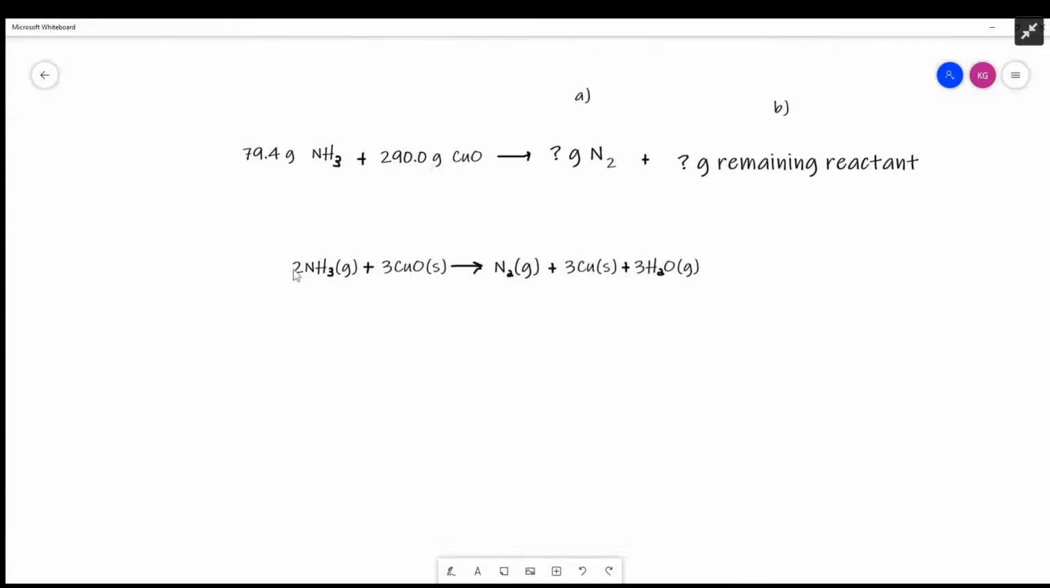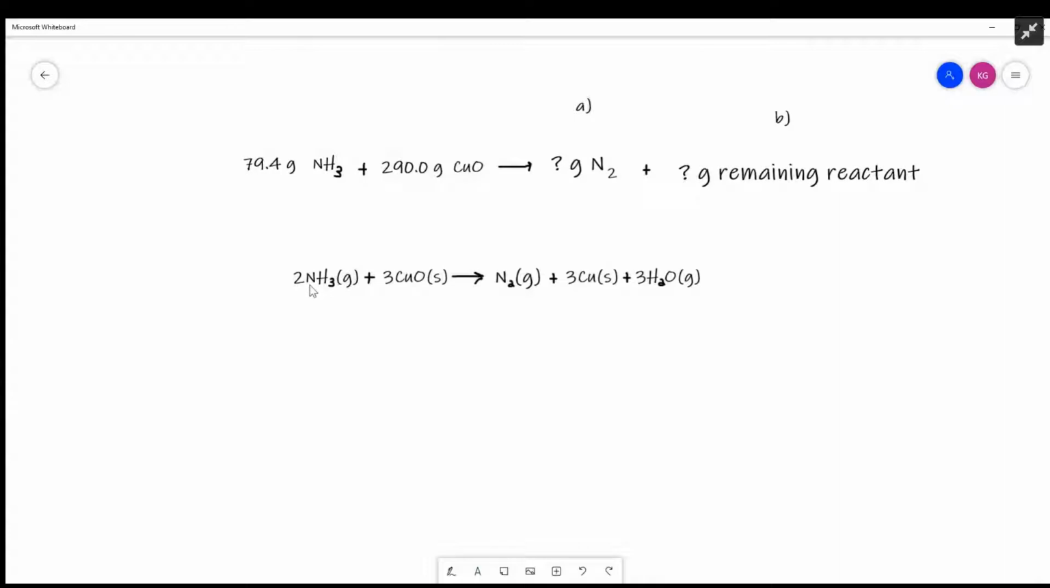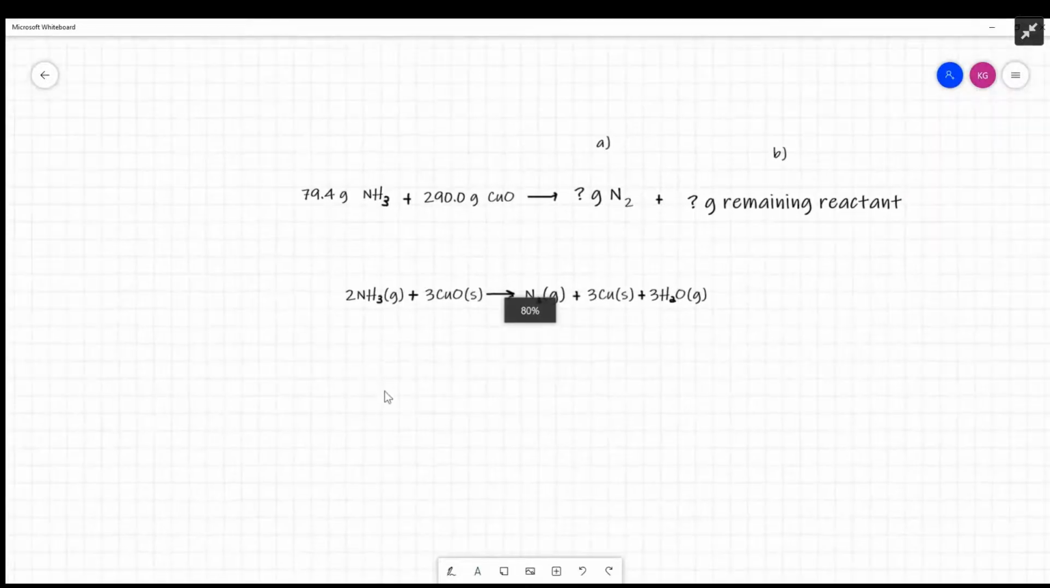Now let's remember that in the balanced chemical equation, this means that ideally if we had 2 moles of NH3, 3 moles of CuO, and they reacted completely, we would end up with 1 mole of nitrogen gas, 3 moles of copper solid, and 3 moles of water vapor. Okay, so we're getting a lot of numbers thrown at us.